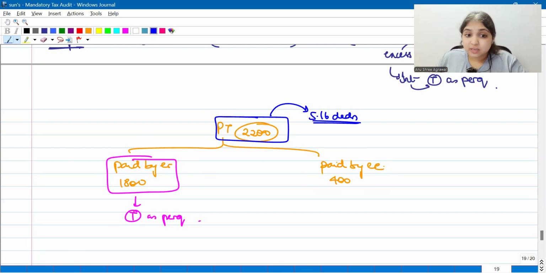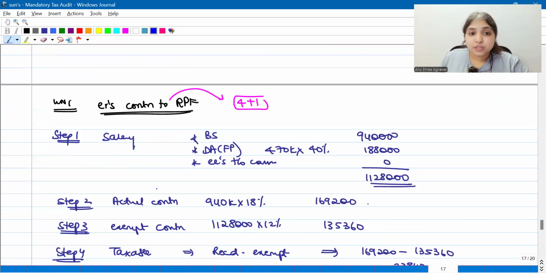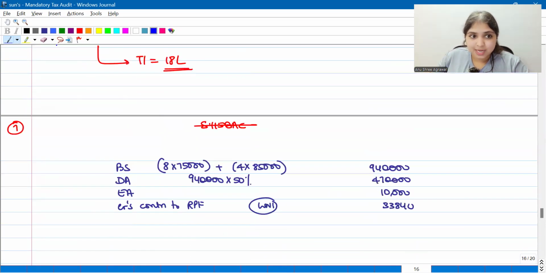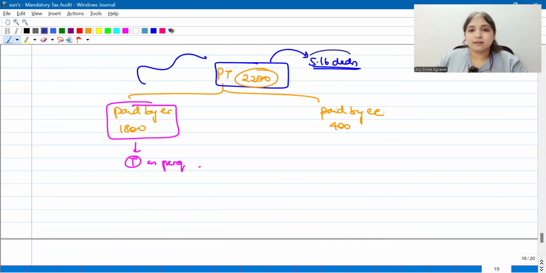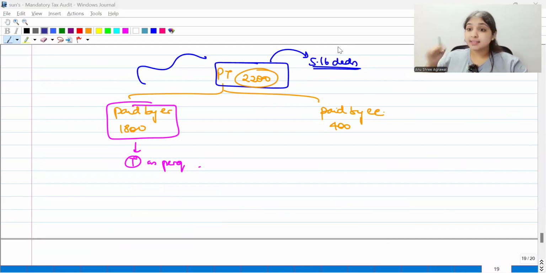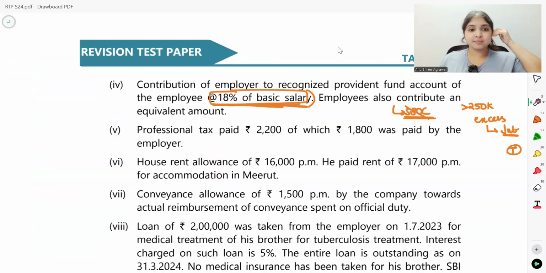So if you see, there are going to be two tax treatments. First of all, we will tax it as perquisite. How much? Whatever is paid by employer, 1,800. Later, when we compute section 16 deductions, we will remember to give 2,200 as section 16 deduction for professional tax. Alright, then comes our next adjustment, everybody.